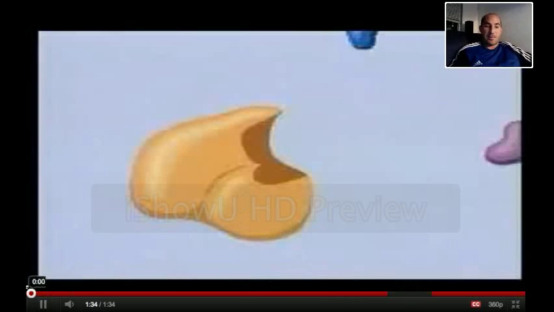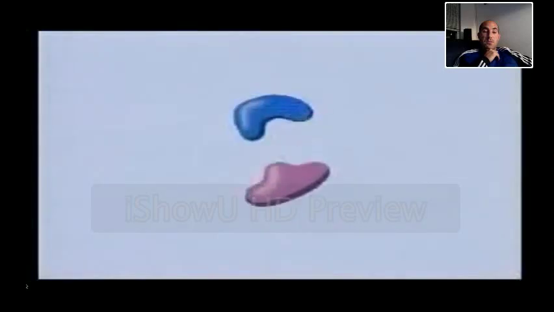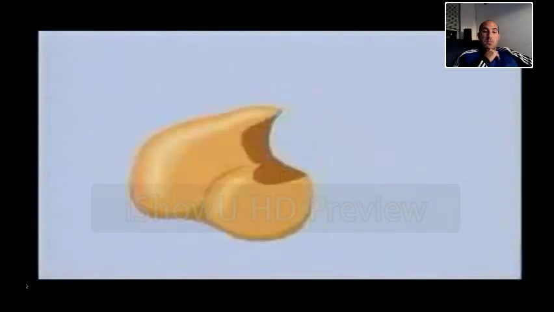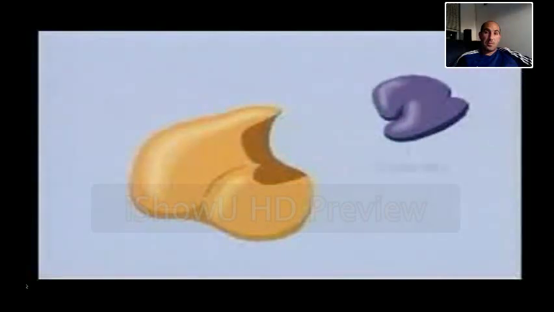This time with sound. Here's an example of a chemical reaction. One large compound is broken into two smaller compounds. This reaction takes place much too slowly to be useful in a cell. In order to speed up chemical reactions, cells make special proteins called enzymes. An enzymatic reaction begins when a specific compound binds to an area on the enzyme called the active site. The compound that binds is called the enzyme's substrate.